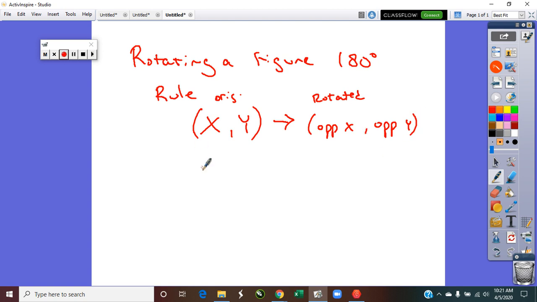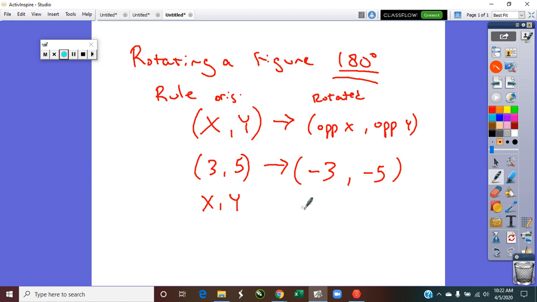What does that mean? Well, let's say, for example, an original point was 3, 5 on the graph. If I rotate that exactly 180 degrees, all I'm going to do is make each coordinate opposite. So the opposite of 3, the new x is going to be -3, and the new 5 is going to be -5. Does that make sense? So this would be the original x, y, and this would be the rotated x, y. And those would be my answers. Let me explain it on a graph. It might be a little bit easier to understand.